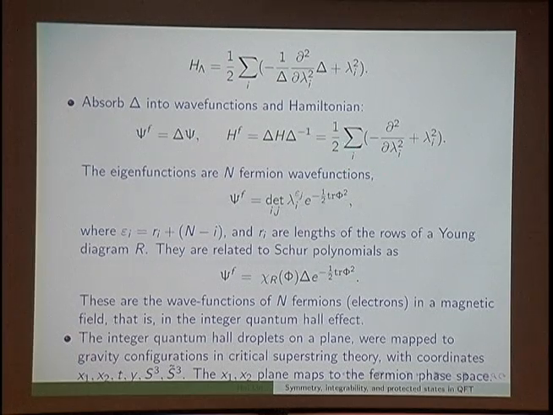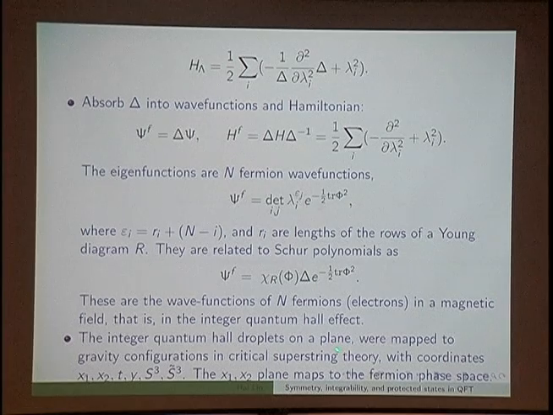And then there are N fermions. Because of this factor, there's an anti-symmetric property of the wave function. And these wave functions are the wave functions of N fermions in a magnetic field. And therefore, it's an integer quantum Hall effect. And in this integer quantum Hall effect, the state can be described by quantum Hall droplets on the 2-plane.